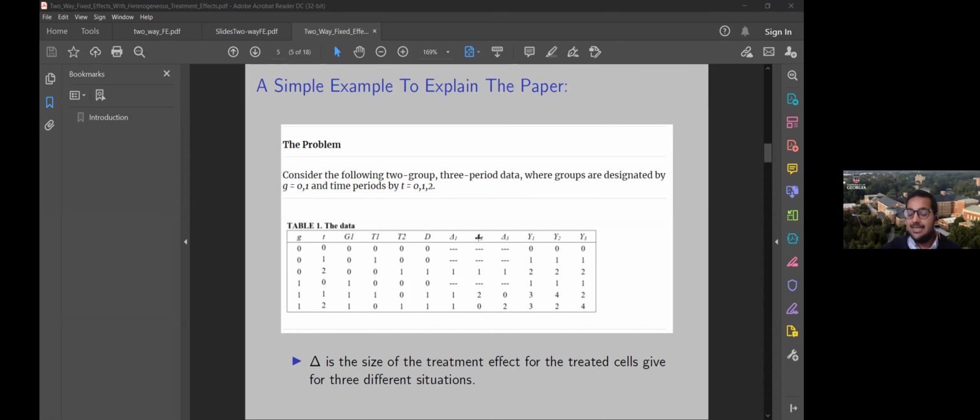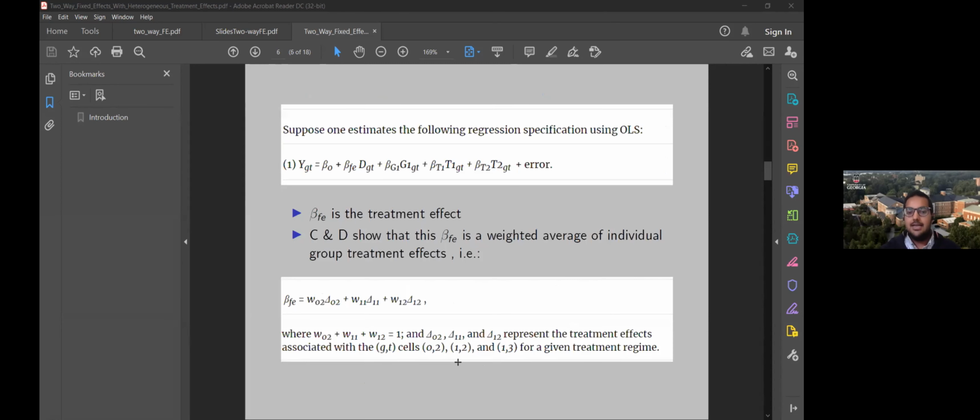And then in delta 2 and delta 3, we have 2 different situations where there's heterogeneous treatment effect, and the difference between delta 2 and delta 3 is just that we flipped when there's variation in treatment size. And so Y1, Y2, Y3 are just the outcomes generated by the group dummies, the time dummies, and your treatment assignment. So that's that. And so we can run an OLS on this specification. So this is your two-way fixed effects estimator.